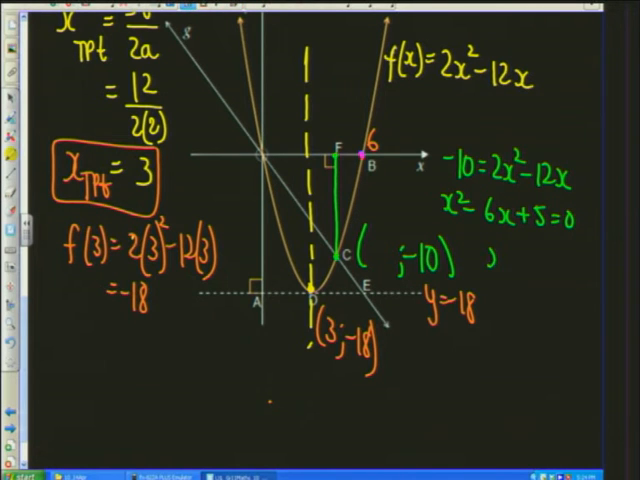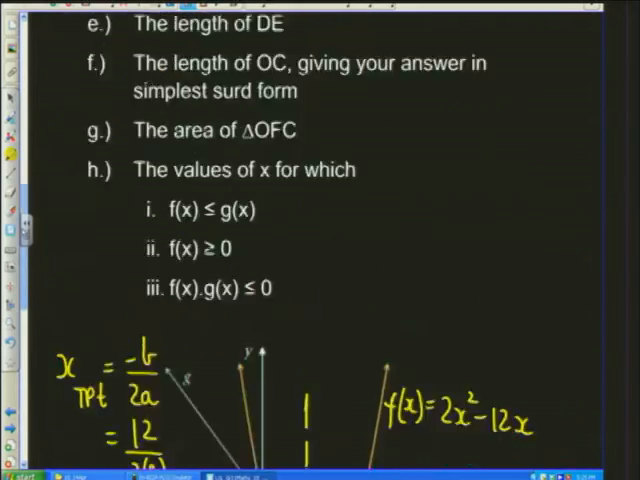So that's an x minus 5 times an x minus 1. And that gives us an x value on this side of 5, because there must be an x value of 1 on this side. That's also negative 10. So that would be a 5. Okay. So that would be the coordinates of that value, C.